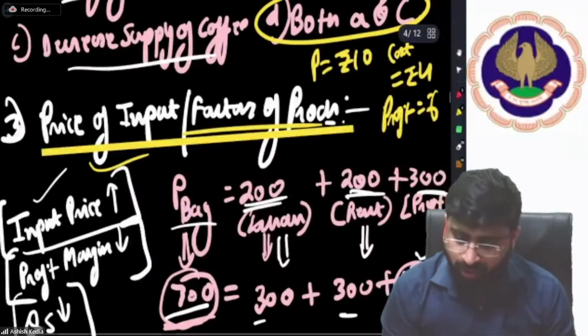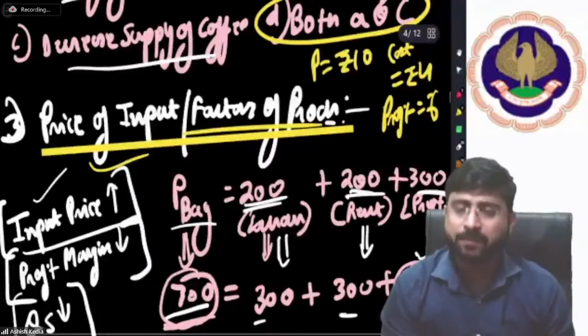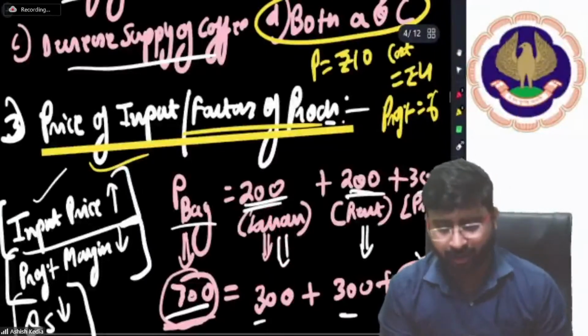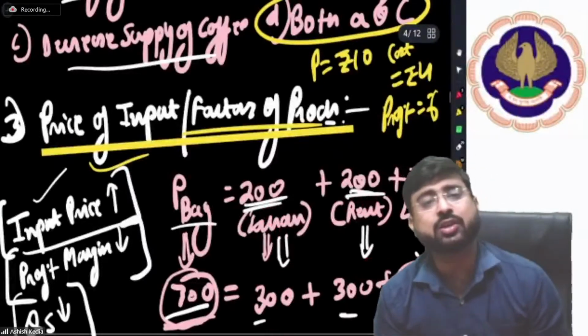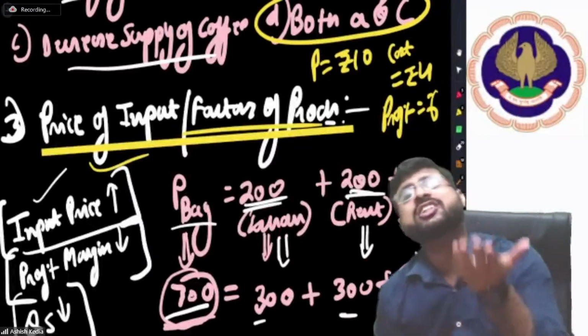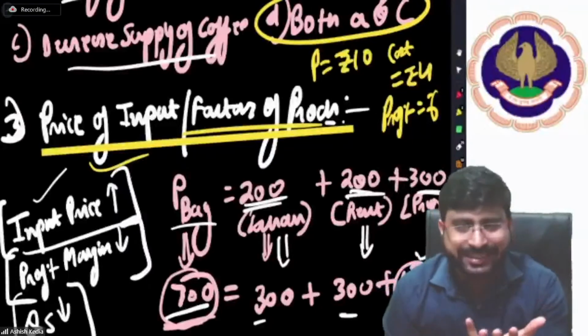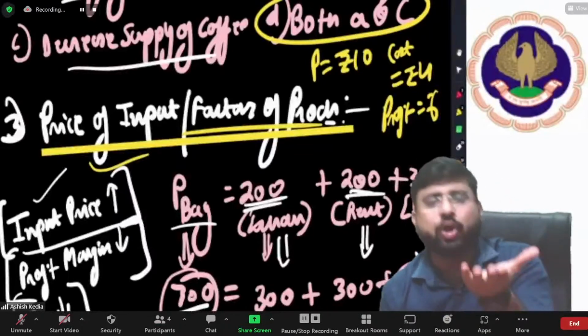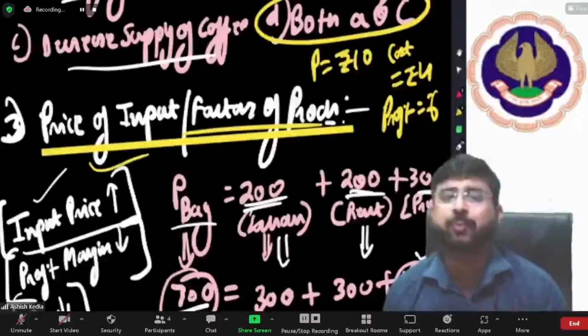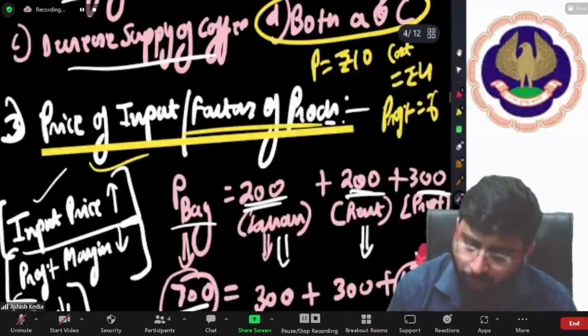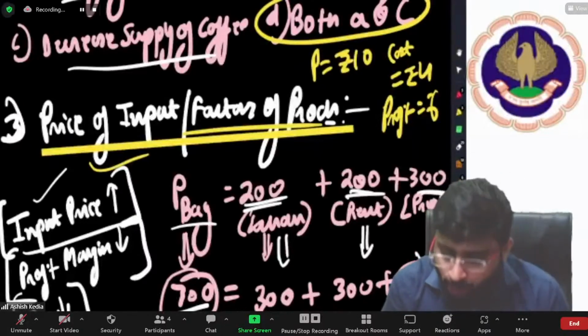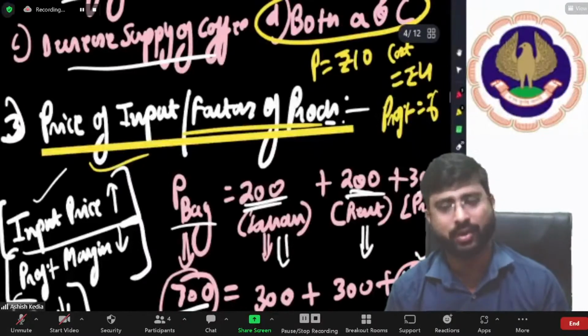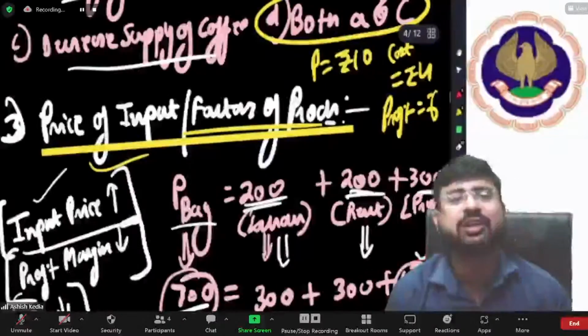Now suppose labor is becoming expensive. From 200 it has become 300. The rent has become expensive, 200 to 300. So the cost is rising. Whenever the cost is rising, what will happen to the profit margin? Sir, profit margin will fall from 300 to 100.